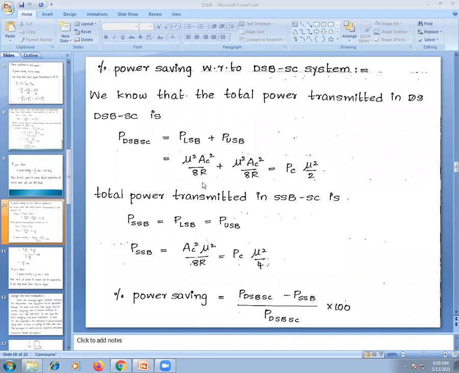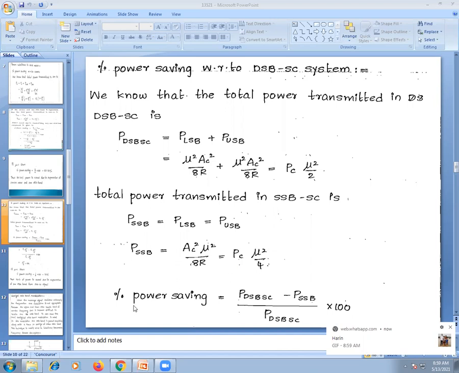Students, please observe that M is the modulation index. Now the total power transmitted in SSB-SC means lower sideband or upper sideband. That is AC square M square by 8R, which is PC into M square by 4. This is the power of SSB. The power of DSB-SC is equal to PC into M square by 2. The power of SSB is equal to PC into M square by 4.